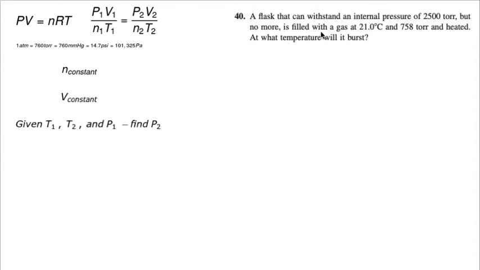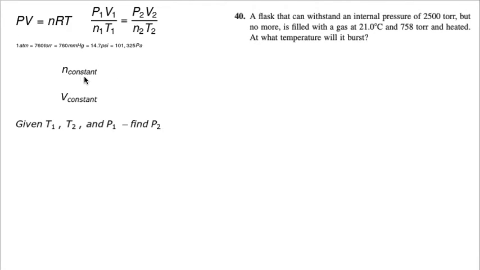40. A flask that can withstand an internal pressure of 2500 torr, but no more, is filled with a gas at 21 degrees Celsius and 758 torr and heated. So the flask will not change its volume. So volume is constant, and it's filled with a gas. Of course, we're assuming that that is then closed because it is heated, and we're looking for what temperature will it burst, under that pressure.